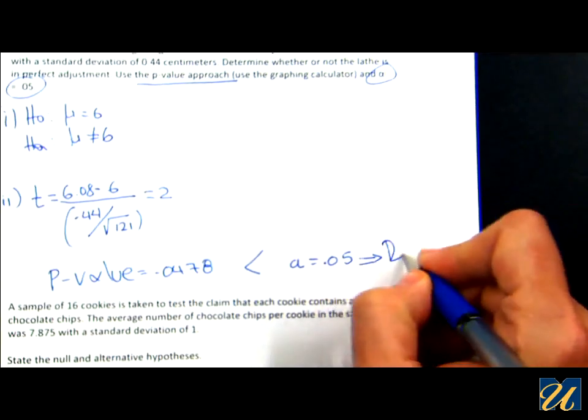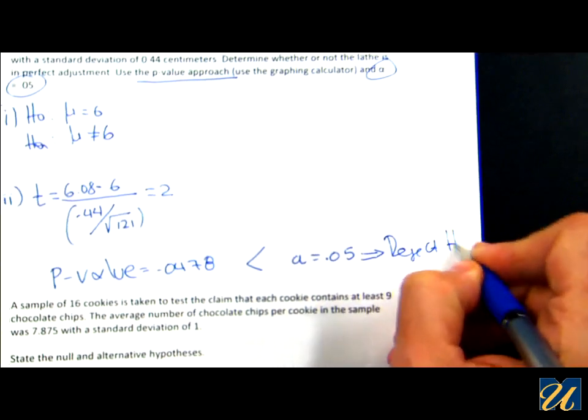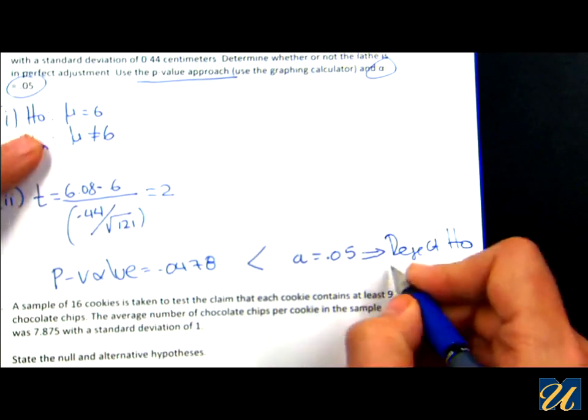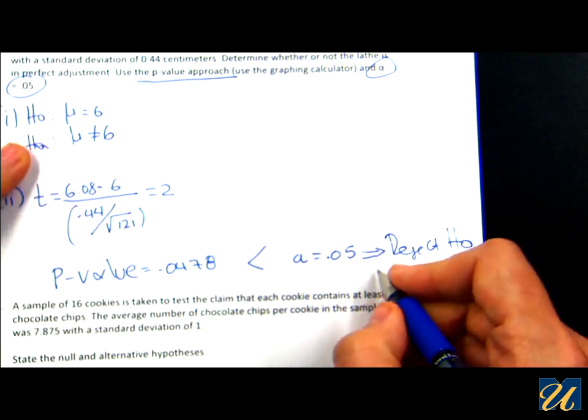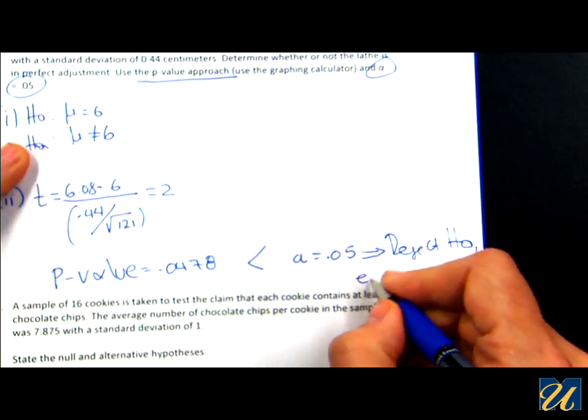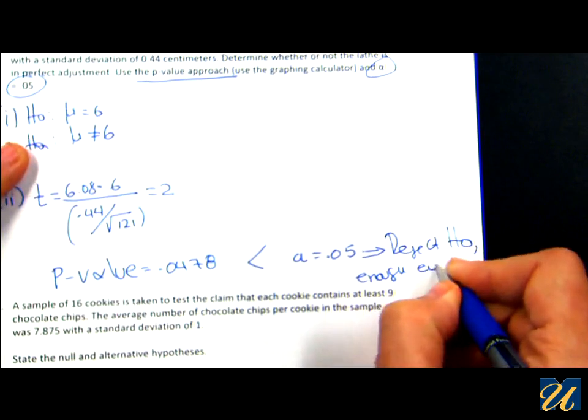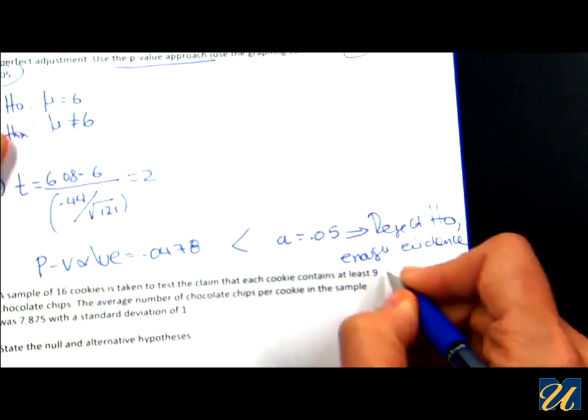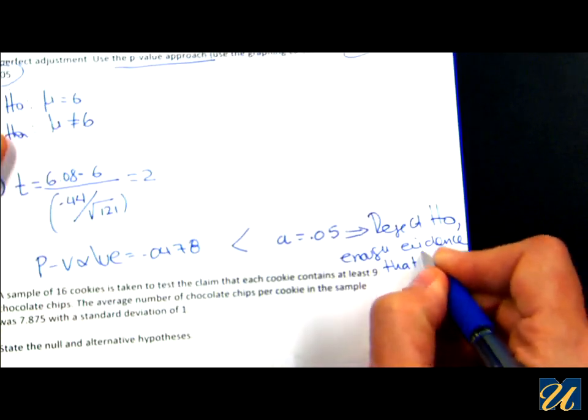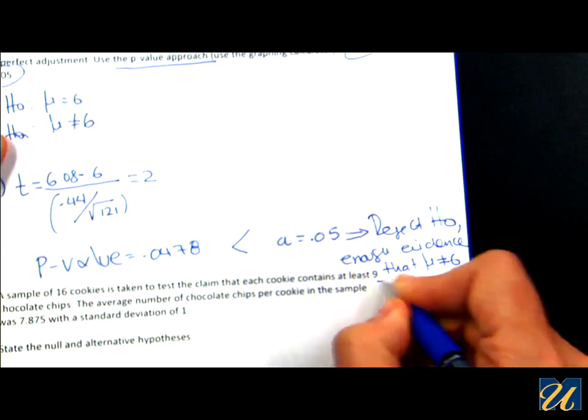Therefore, reject H0. Therefore, enough evidence that mu is different than 6.